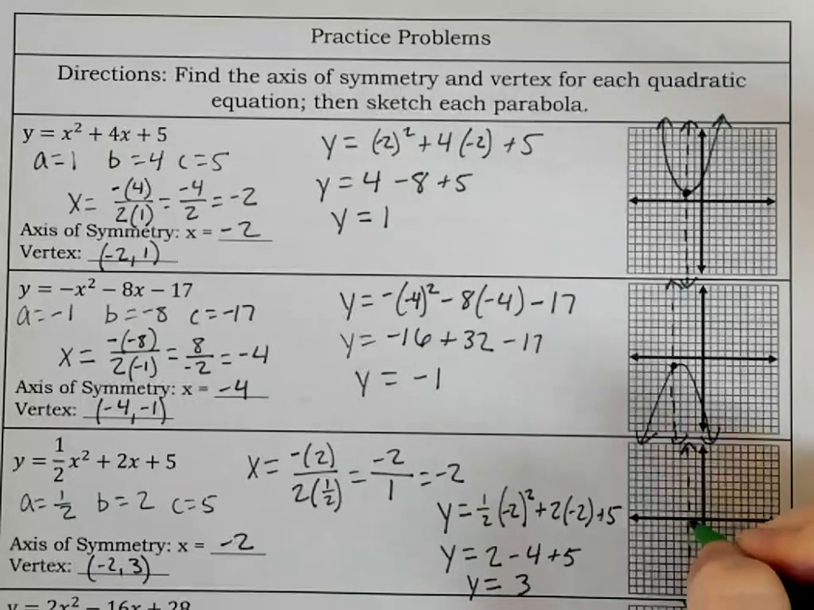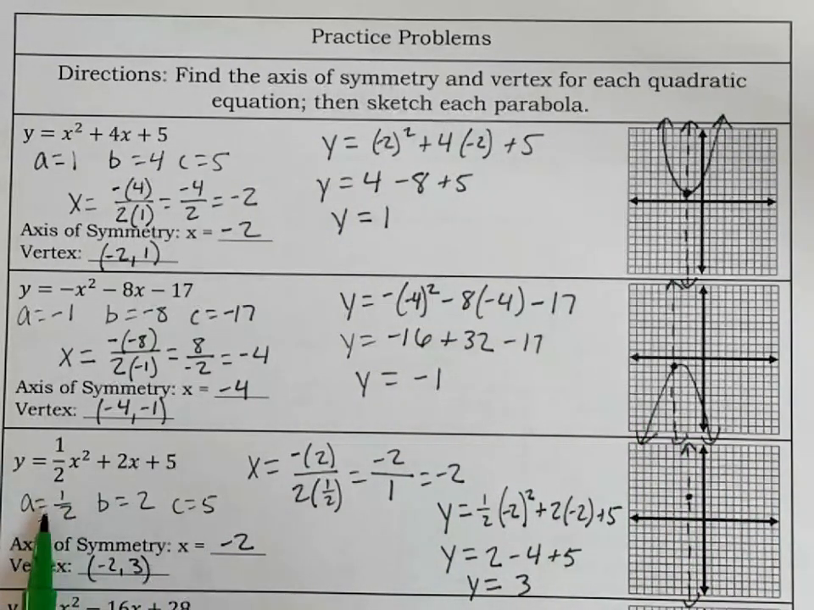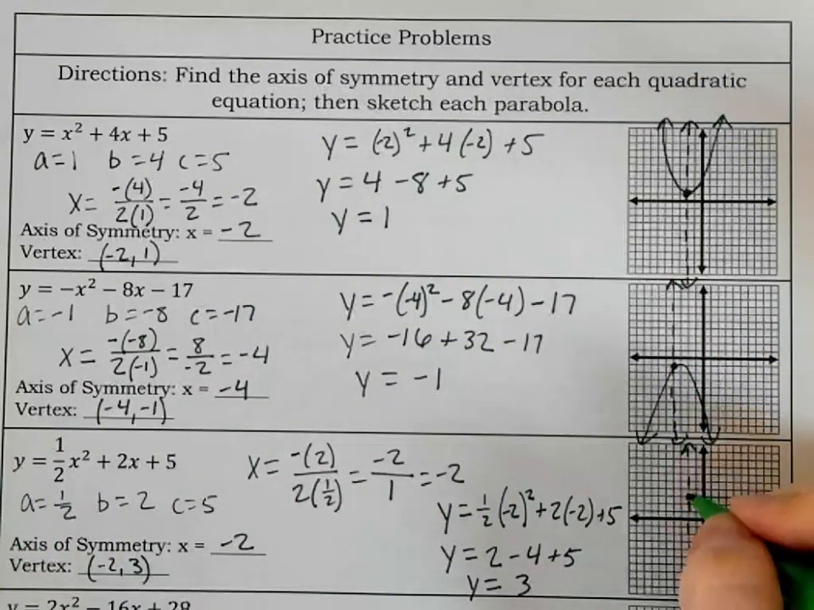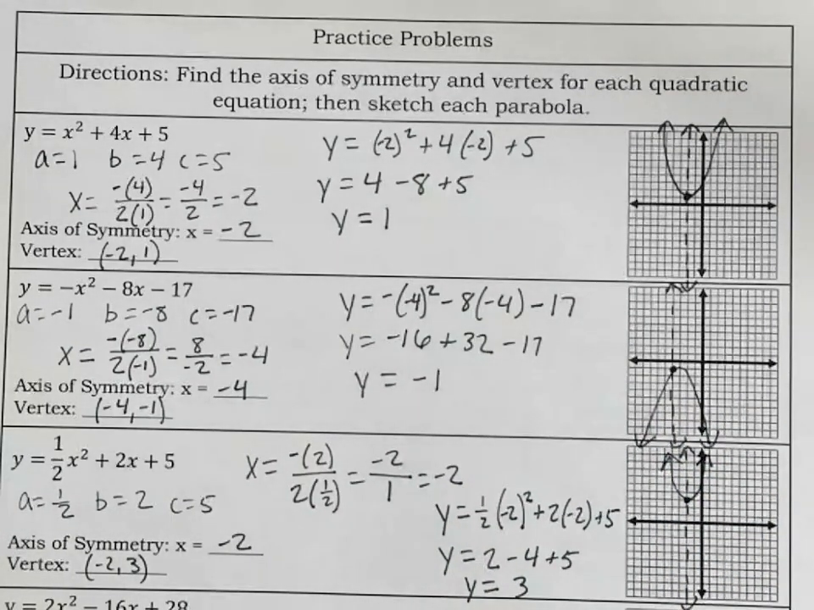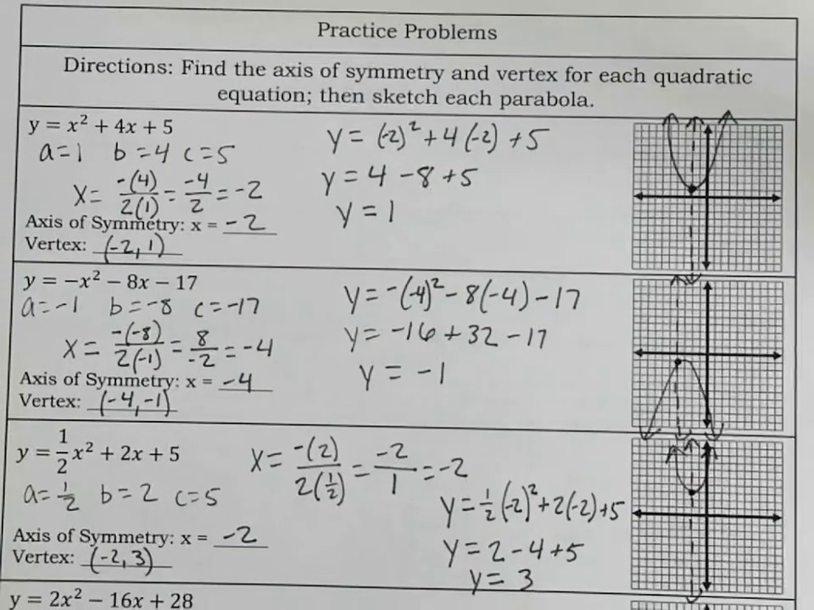And so I can plot that point right here on my graph. And then I look at my a value. Okay, 1/2 is positive, so this is going to be going upwards as well. Okay. All right, so just keep in mind that it's the same process each time. We're going to continue doing the same thing on the last few examples as well.